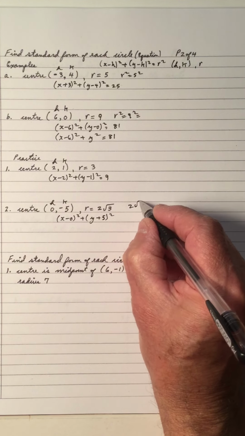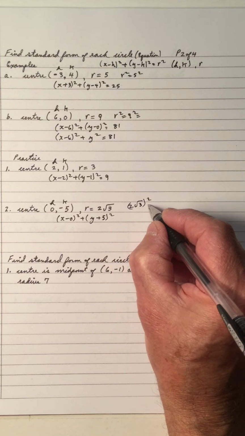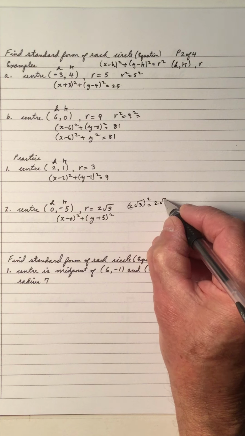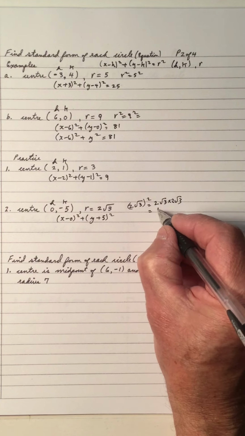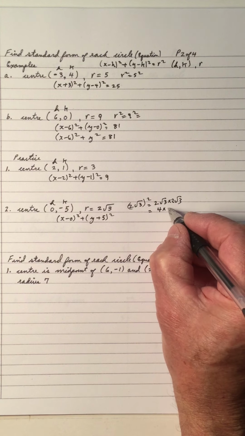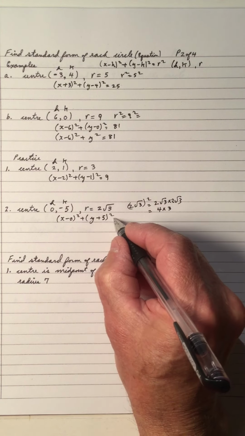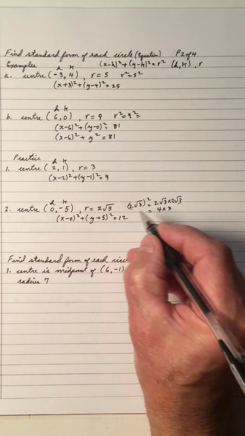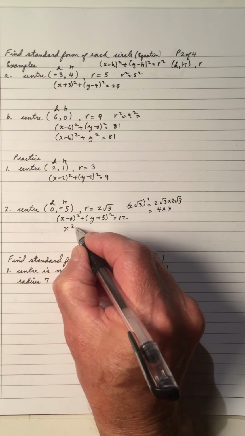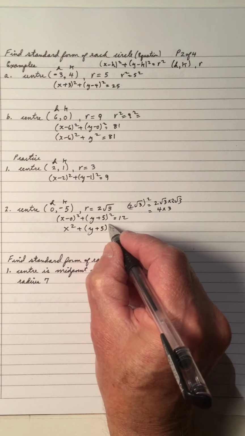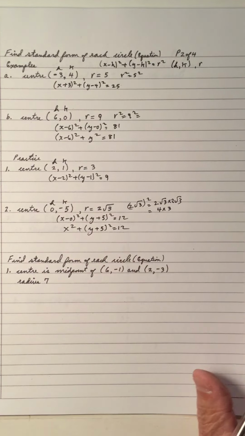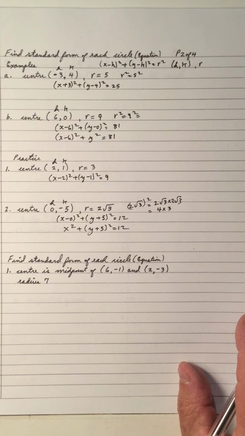Now let's take 2 root 3 and square it. So 2 root 3 times 2 root 3. 2 times 2 is 4. Root 3 times root 3 is root 9, which is 3. So that gives us 12. So it's x squared plus y plus 5 squared equals 12. This equation is in standard form.